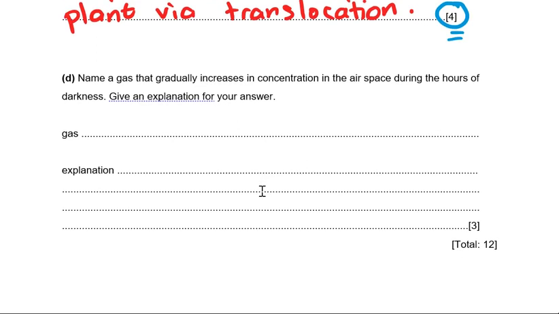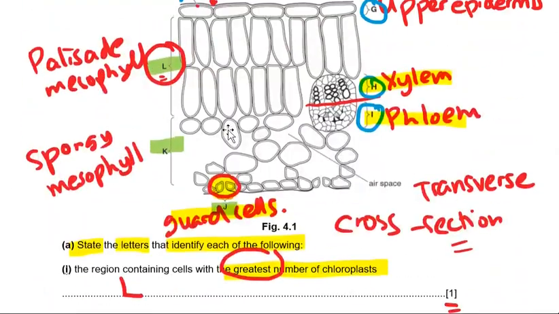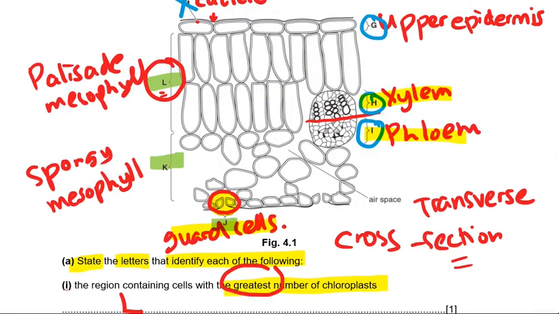Okay, now part D. Name a gas that would gradually increase in concentration in the airspace during the hours of darkness. So this is during nighttime, and explain your answer. If we have a look over here, we are looking at the airspace, which is the space in here. One characteristic of the leaf at nighttime is that the guard cells will not photosynthesize, so they're going to close. So whatever gas is in here will be pretty much trapped.